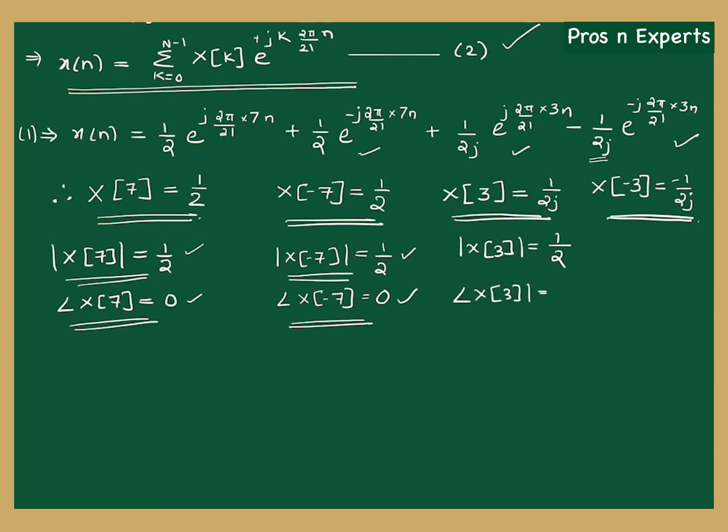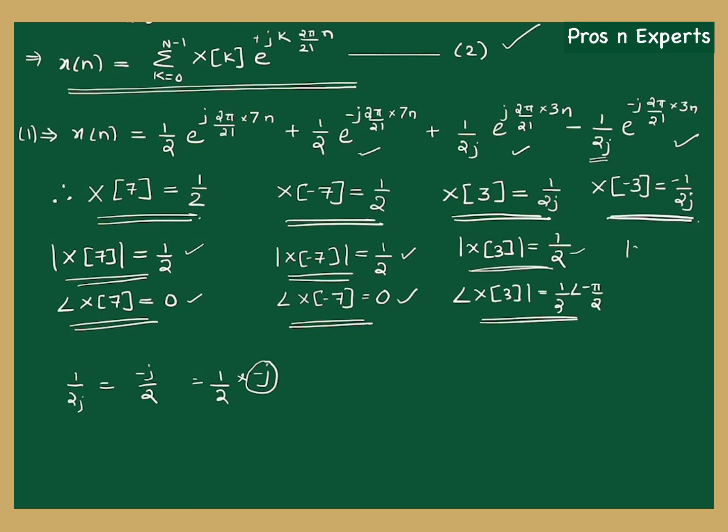And what is angle of x of 3? It is actually 1 by 2j. For your information, it is actually minus j by 2. Thus we are multiplying 1 by 2 by minus j, right? Multiplying by plus j means you are rotating a scalar by 90 degrees counterclockwise. Similarly, multiplying by minus j means rotating by 90 degrees in the clockwise direction. Clockwise 90 degrees means it is actually minus 90 degrees. So I can write 1 by 2 angle minus pi by 2, minus 90 degrees. So we got the magnitude and the phase response for k equal to 3.